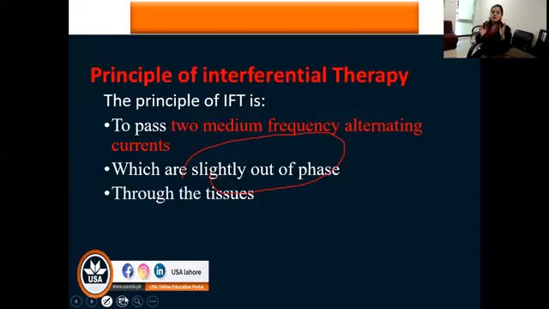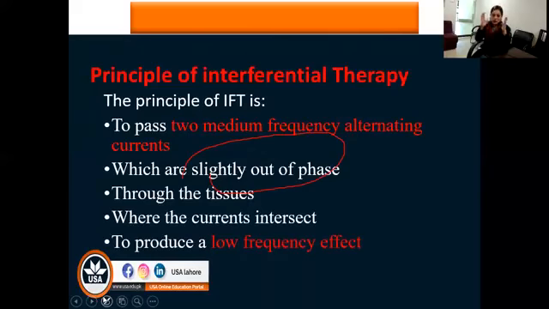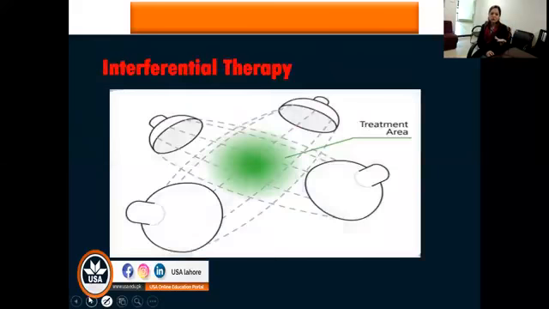When these two frequency currents pass through the tissues, what is going to happen? The two currents intersect with each other and produce a low frequency effect when they interact, and after interaction they give their end product, and this end product is usually like the low frequency currents. You will be better able to understand when I give you numerical examples related to this. And it is very necessary in the case of interferential current that the placement of the electrodes should be diagonal.